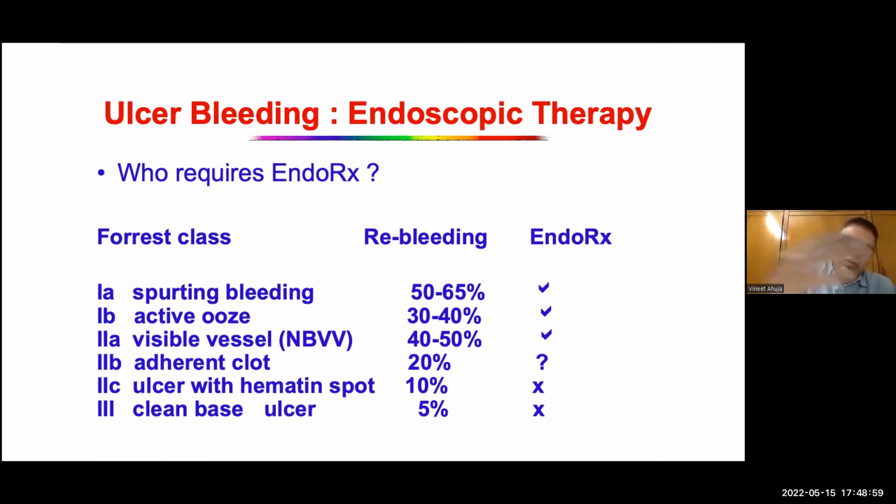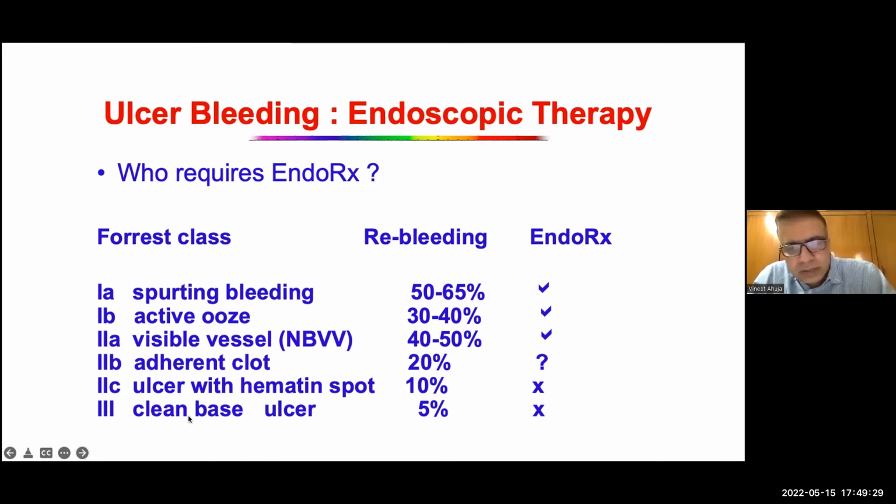So why are we talking about all these classes? Because the moment you characterize an ulcer in one of these classes, then you know the chance of rebleed, or in other words, which patients should be taken up for therapy then and there when the patient is undergoing endoscopy. If the patient has a spurter or an active ooze or a visible vessel, then the chances of rebleed are high, and the patient should definitely be taken up for endotherapy.